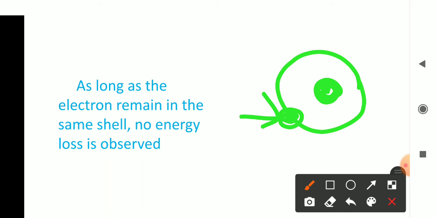So because of the motion of the electron in the same path, no change in energy is observed, or we can say no energy is lost during this revolving process. Is it clear, students? As long as the electron remains in the same shell, no energy loss is observed. The electron never loses its energy while revolving. Then come to the next postulate.